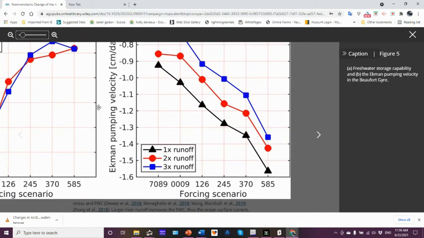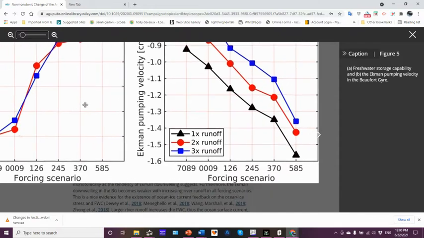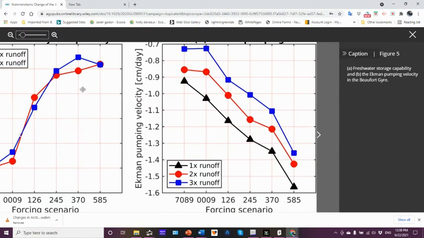370, look at the blue here. It shows that the pumping velocity has decreased by 1.1 centimeters per day. Look at 585, all right? That's about 41, 42% above the baseline, and the pumping has decreased by about 1.35 centimeters per day. In other words, as the general trend here, as the freshwater capability increases, the Ekman pumping decreases.